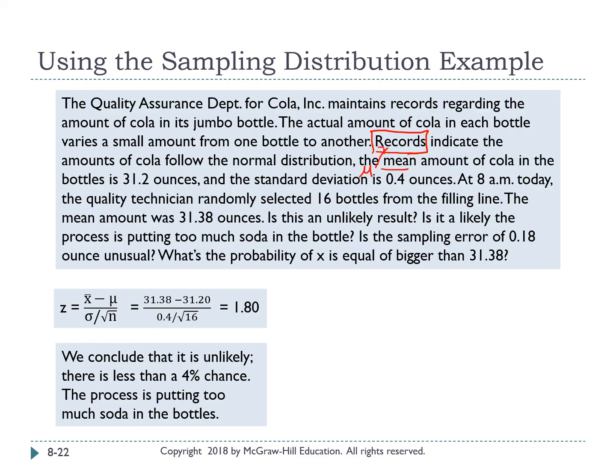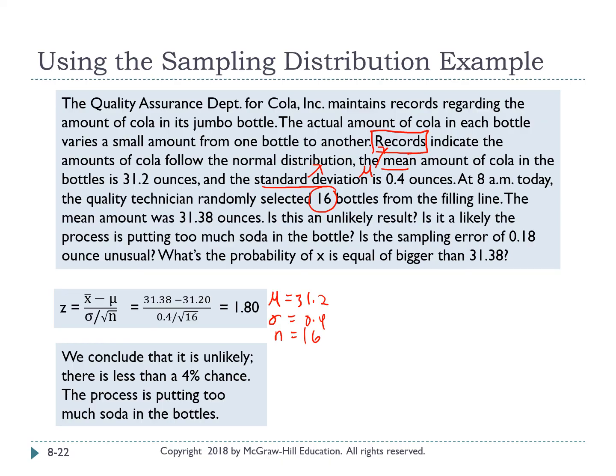Okay, it is better to write down all the information. So your mu equals 31.2, and the standard deviation also refers to the record, which is the population. So this is your sigma, which is 0.4. Okay, at 8 a.m. today, the quality technician randomly selected 16 bottles. So this 16 is actually your n, right? Okay, the mean amount was 31.38.